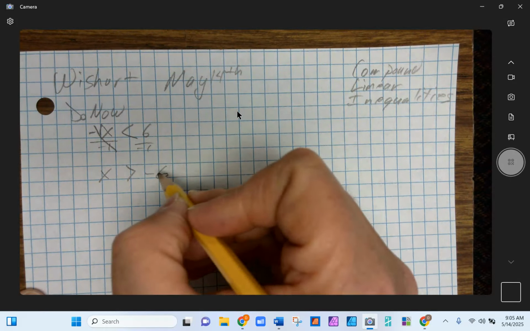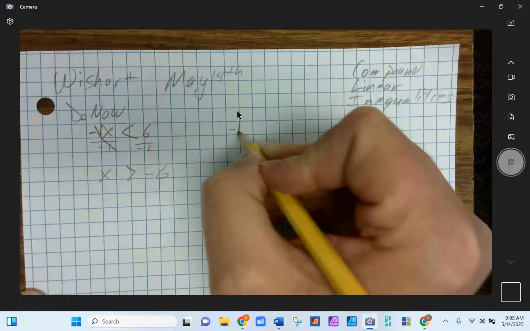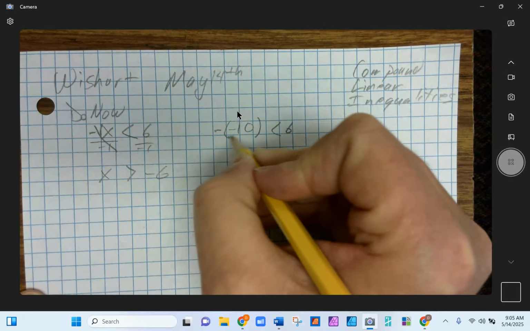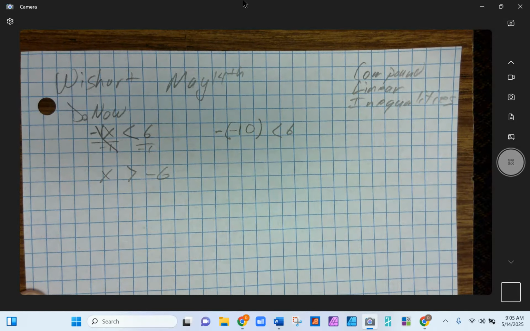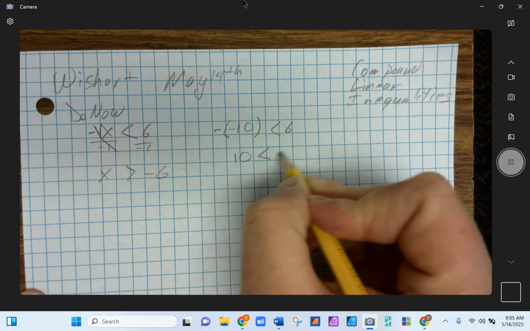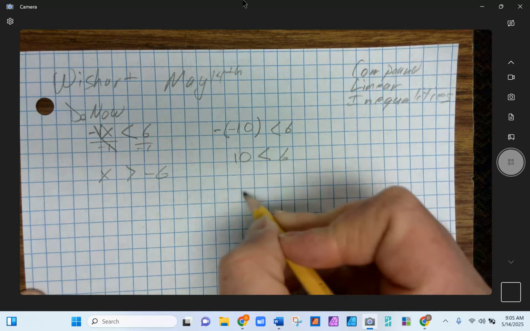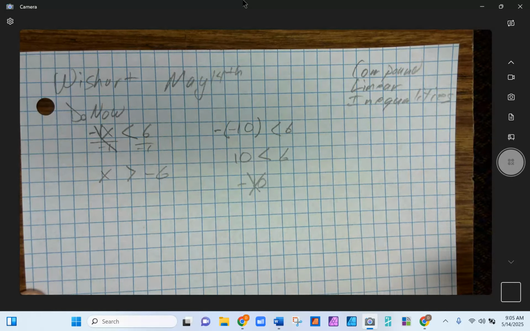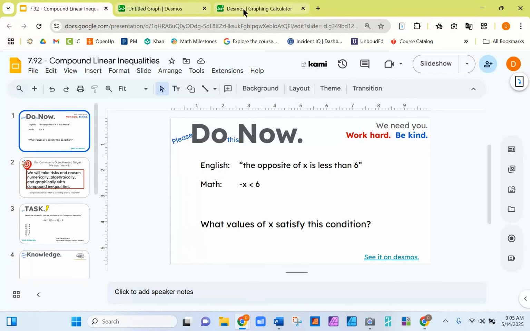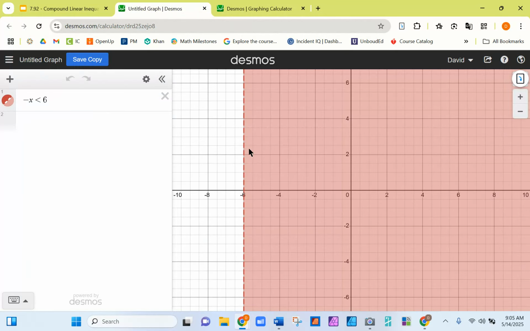And the reason, let's say it's negative 10, right? If I plug negative 10 in here, negative x is less than 6, make sure I have that negative out there. That's what is weird about this, because the two negatives will turn into a positive, and we can see that 10 is less than 6, so negative 10 is not a solution, right? So that's the idea. If we take a look at the Desmos graphing calculator, I've got it graphed right here. We can see that to the right of the answer is shaded, so that's the idea.